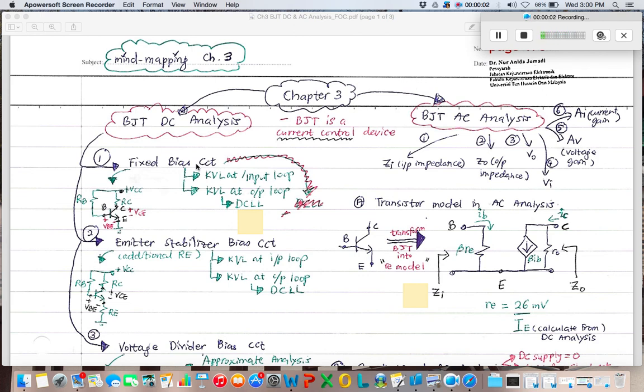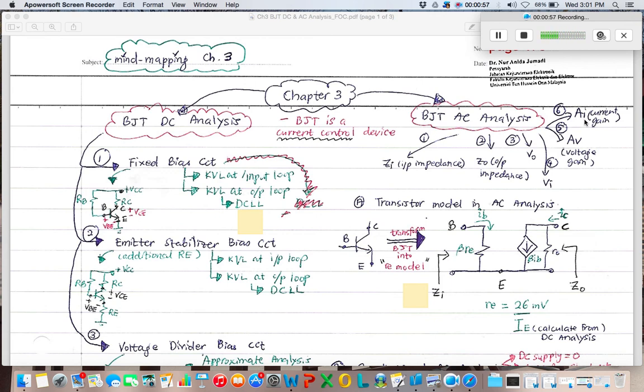Okay, let's continue the lecture on BJT AC analysis. Basically, in BJT AC analysis, you are required to calculate or obtain the ZI, input impedance, Zout, output impedance, AV, voltage gain, as well as AI, current gain. Voltage gain you can get by dividing Vout over VI, whereas AI by dividing Io over Ii. However, for the current gain formula, in the module you can find that the formula is quite complicated to remember.